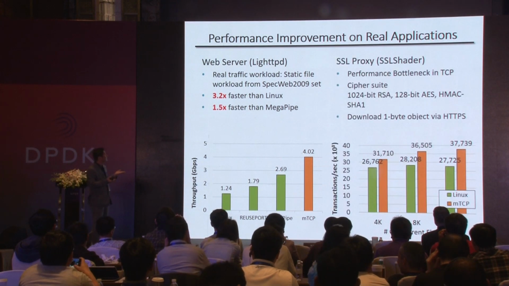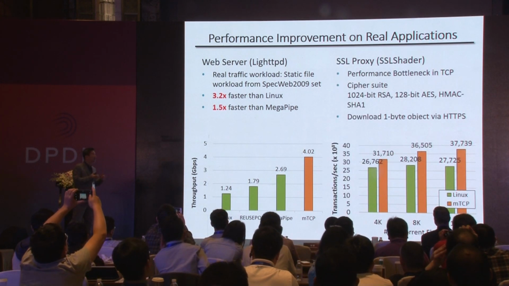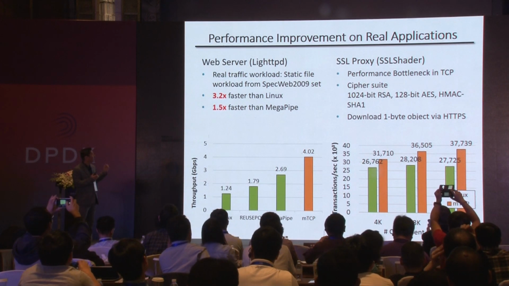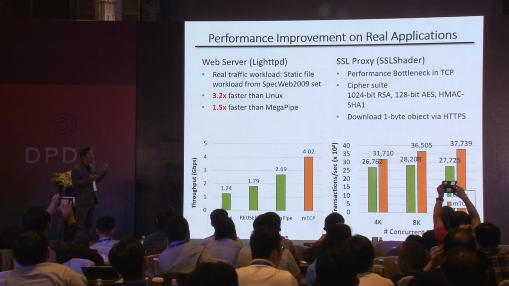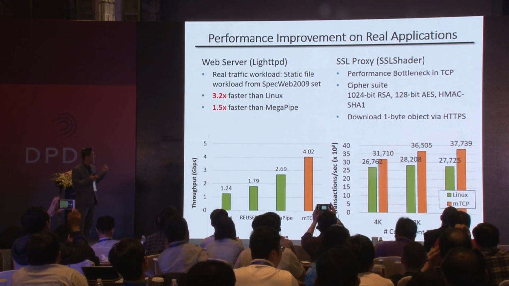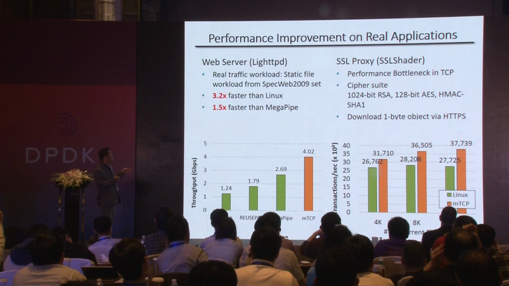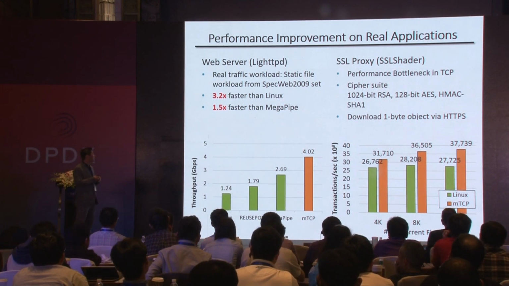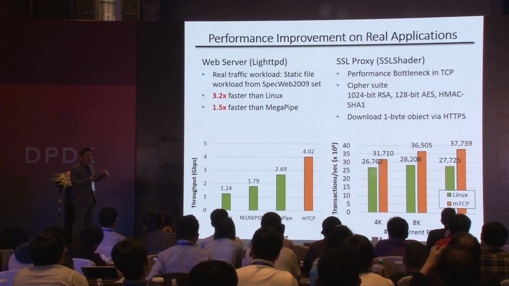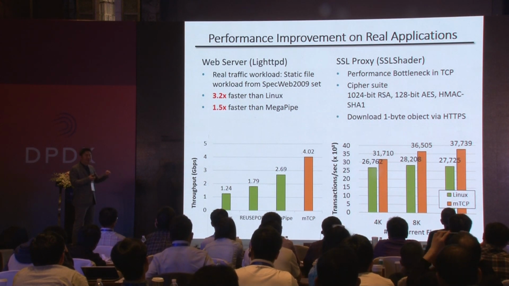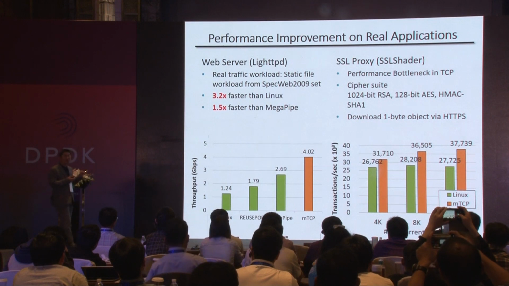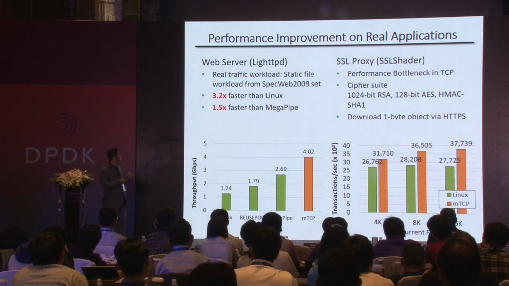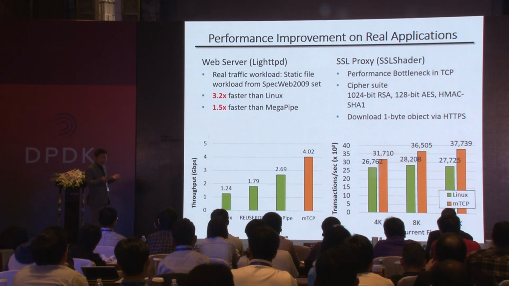We also evaluated the SSL proxy called SSLShader. We use 1024-bit RSA, 128-bit AES, and HMAC SHA-1. Then we downloaded a 1-byte object via HTTPS. It shows that it improves the performance of the Linux stack by about 30% to 40% when you use many concurrent flows when you're dealing with an SSL proxy.